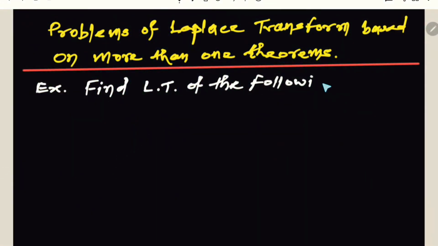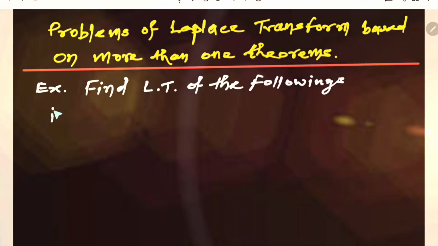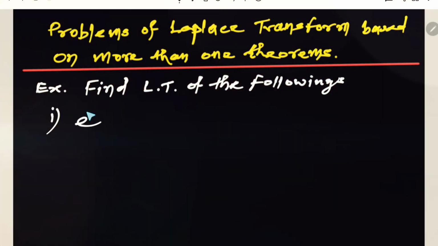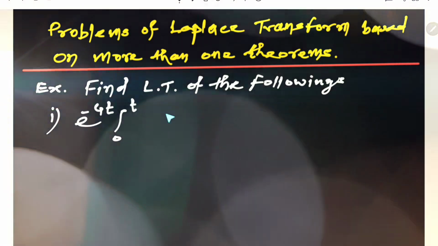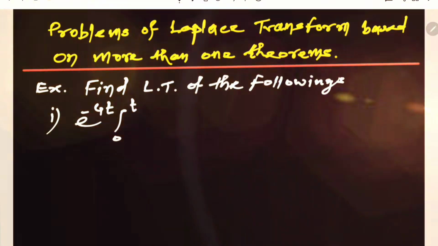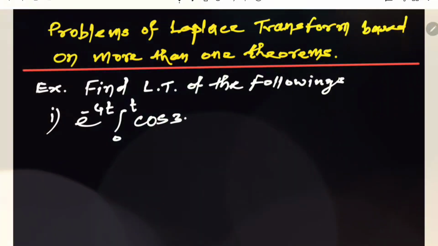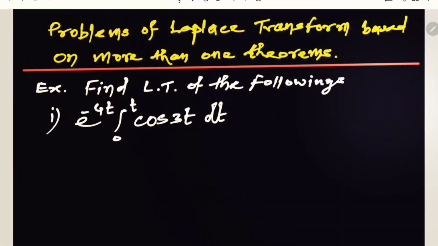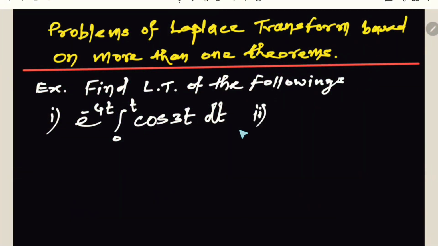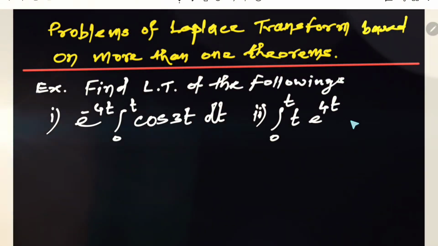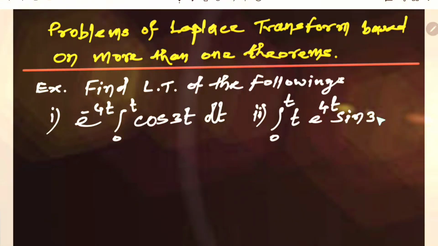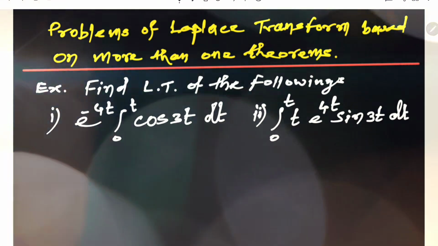In this video I am discussing a total of 6 examples containing more than one theorem. First one, e raised to minus 4t integration from 0 to t cos of 3t dt. Find the Laplace of this. Second, integration from 0 to t of t e raised to 4t into sin 3t dt. This is the second example.